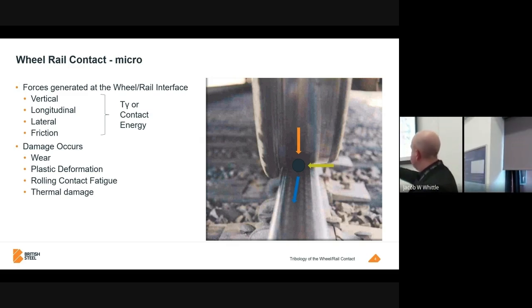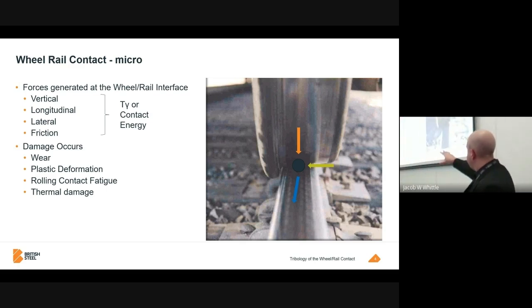Just a couple of damage mechanisms there: wear, plastic deformation, rolling contact fatigue, thermal damage. I could add studs and squats to that list. I could add noise and vibration. I could add corrugation, and I'm sure we'll keep on finding more damage mechanisms to add to that list. To keep this time relatively short, I'll just look at wear and rolling contact fatigue, because they're two still quite big problems that we have to deal with these days.